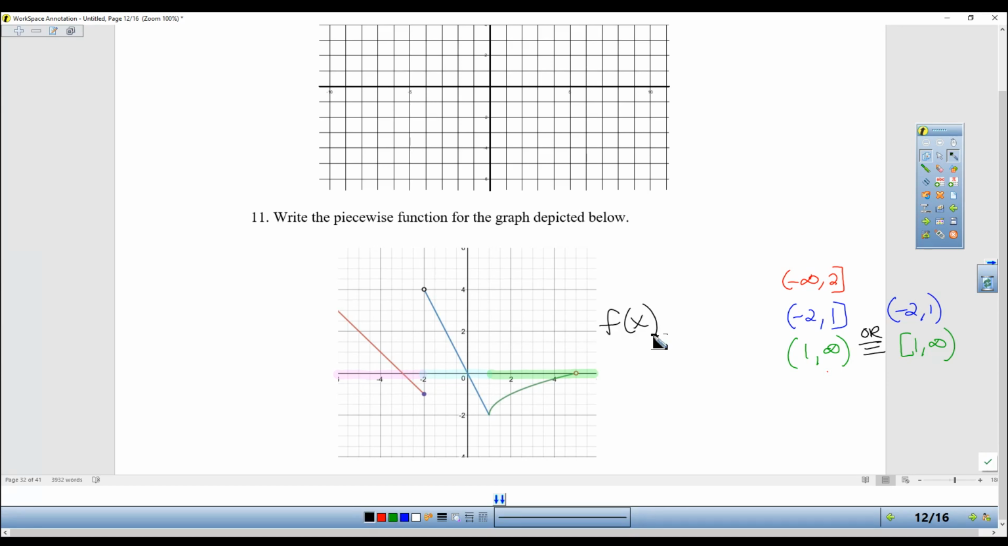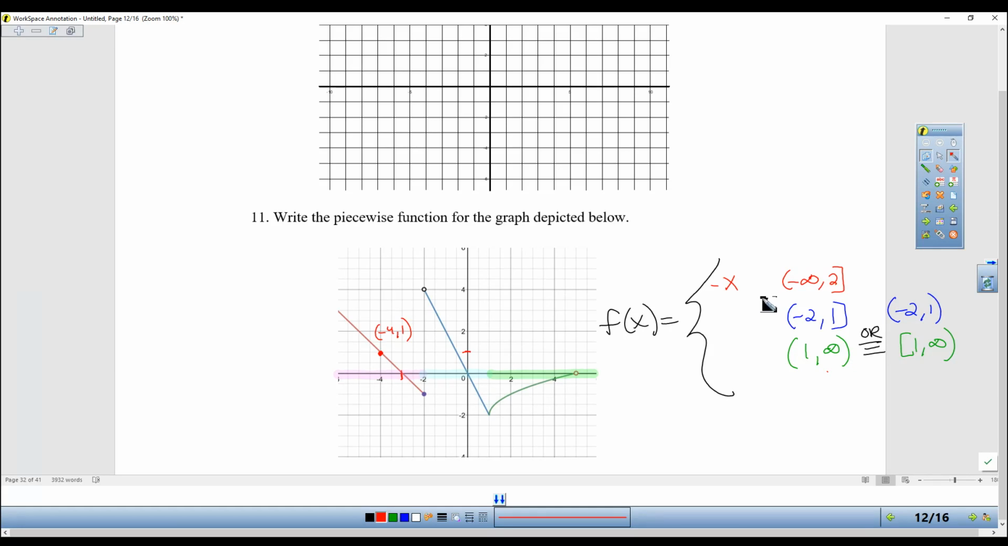Okay, so now let's make our equations. So the first two are lines, and the red one has a negative slope. A negative slope of, just pick any two points. So if I pick these two, this is negative 4, 1. And I mean, you could just count, right? So it went down 1 over 1. So it has a slope of negative 1.